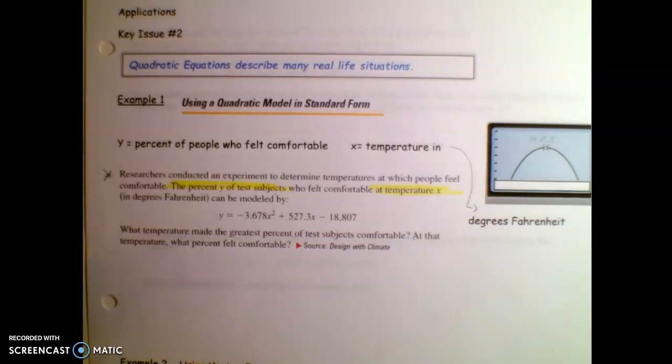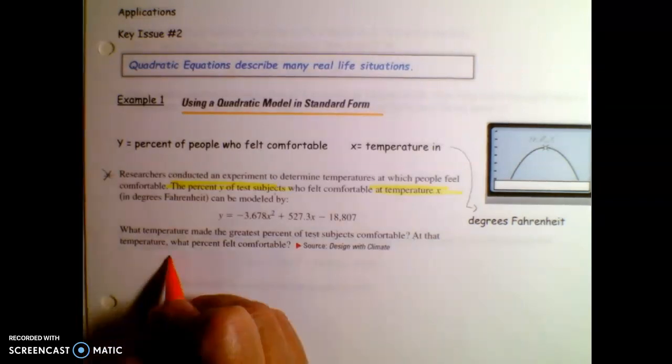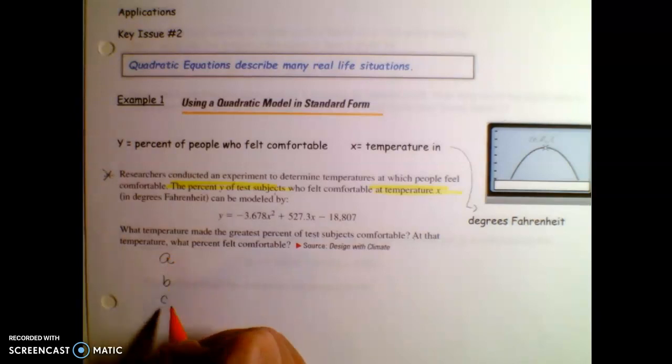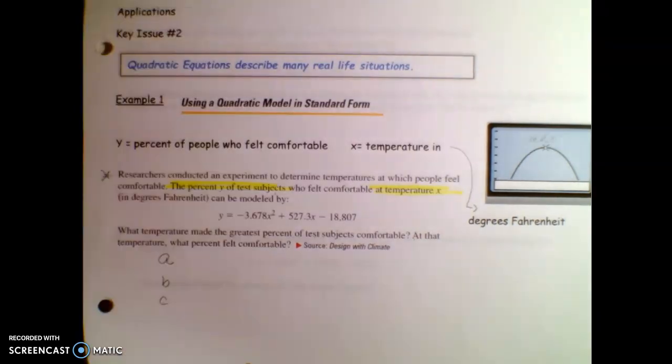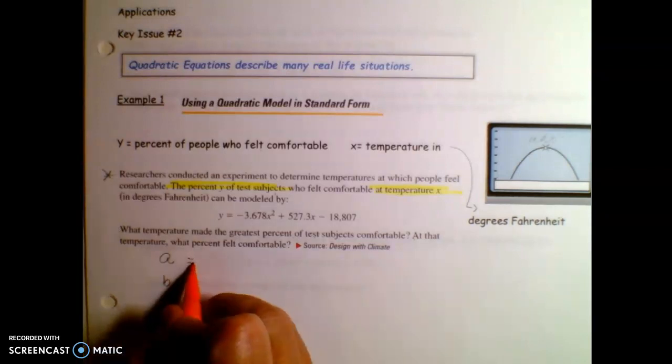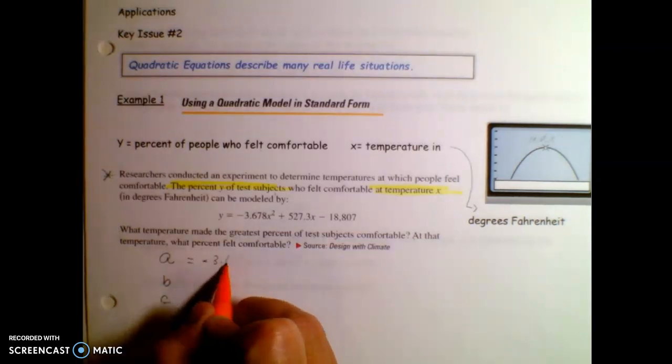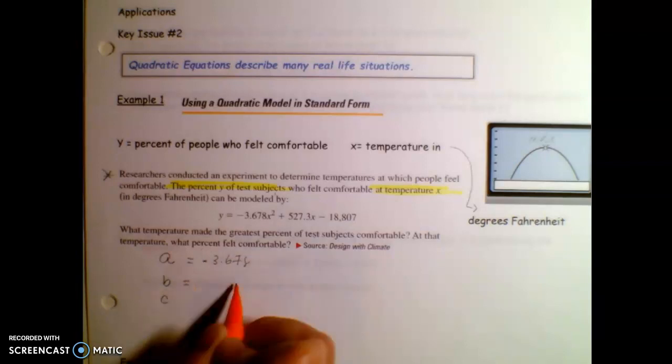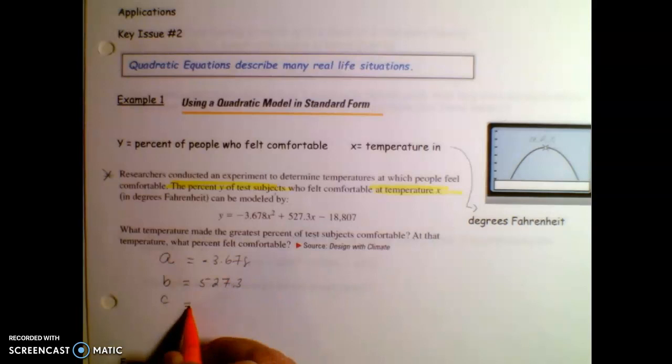So if it's in standard form, you're immediately going to start writing down A, B, and C. And what's different about this is that numbers don't always look pretty. So for A, it's negative 3.678. For B, we have 527.3. And for C, we have negative 18.807.